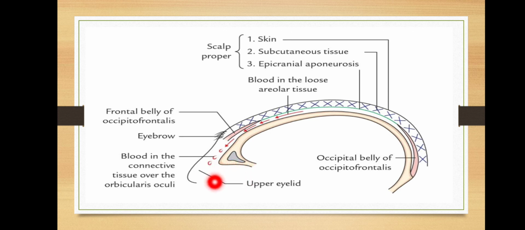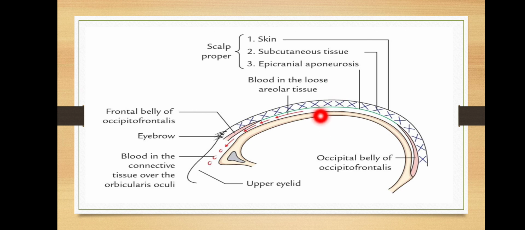What are these orbicularis oculi muscles? These are the muscles present around the eyes. So when this blood flows over the orbicularis oculi, there will be a blackish discoloration of the skin around the eye, which is known as black eye. Okay? So this is the mechanism of the black eye.